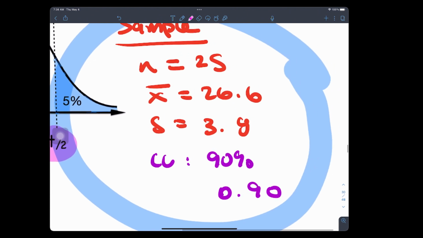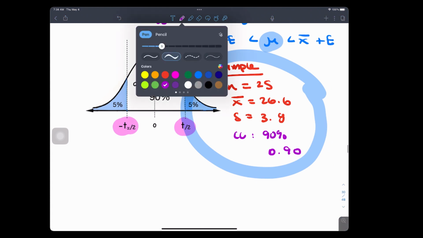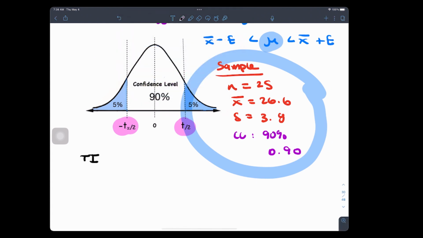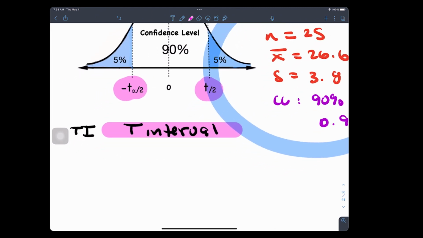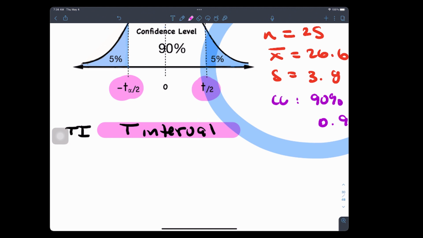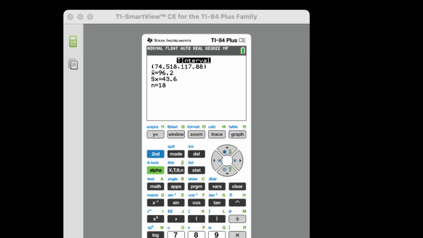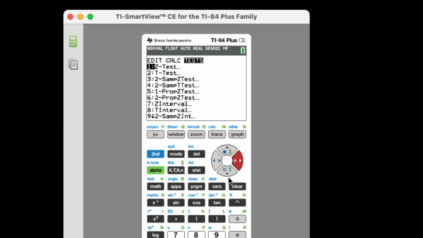Okay, what do you guys use in the TI for a small sample? You might want to write it down. What do we use? T interval. That's the essence today. The T interval. So, ladies and gentlemen, there it is. That's our essence. So you go to the TI. Here we go. Okay, T interval today. Stat test, T interval, number 8. All right, there you go.